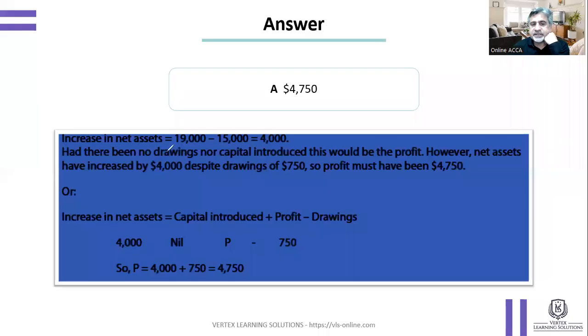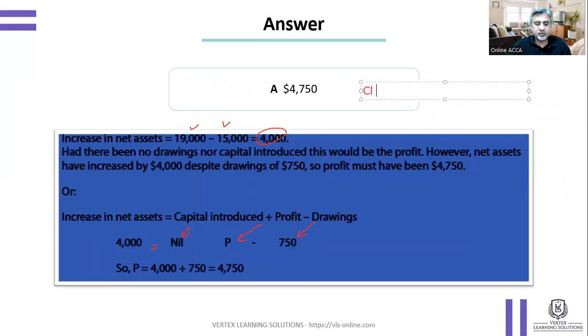You see, increase in net assets is 19,000 minus 15,000, which is 4,000. And then it says that if it is 4,000, your capital introduced is nil, profit we assume is P, and drawings are 750. So when you take this from one side of the equality to the other side, the minus 750 will be added. If this figure is bothering you, I can just write it down. Let me type it. It would be better for me if I type.